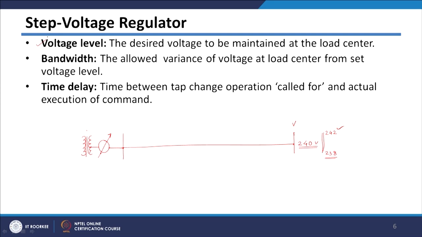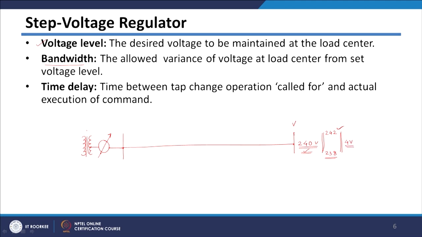Before going to the line drop compensator, we will see these various terms. Voltage level is basically this voltage level, which is 240 volts. Then bandwidth is the allowed variance of voltage at the load center from the set voltage level. So, this set voltage level is 240 and the allowed voltage level is 238 to 242. In that case, the bandwidth is your 4 volt bandwidth.